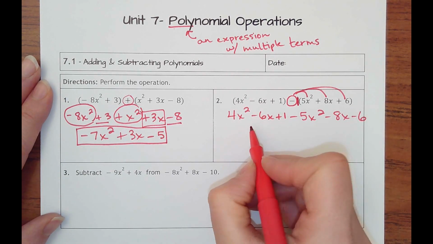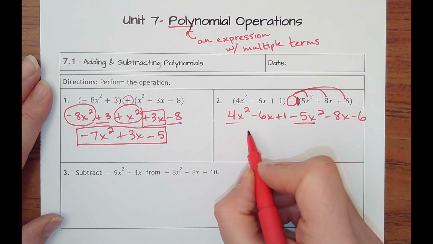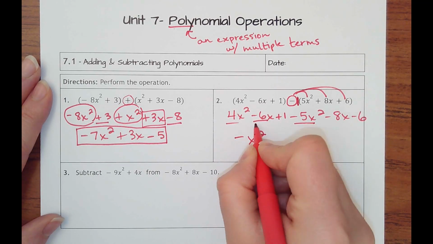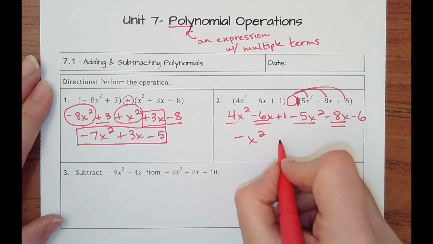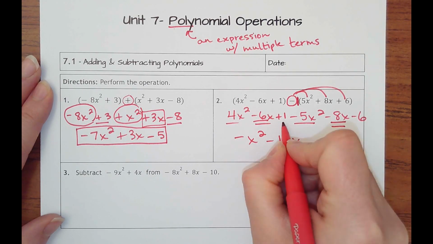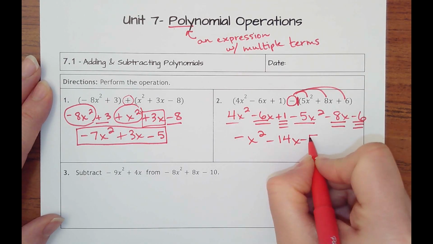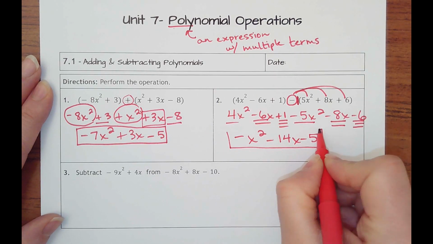Okay, and then we're doing what we did on number 1. We're just combining. So I'd have 4x squared minus 5x squared is -1x squared. Negative 6 minus 8 is -14x. And then 1 minus 6 is -5. And that would be my final answer.